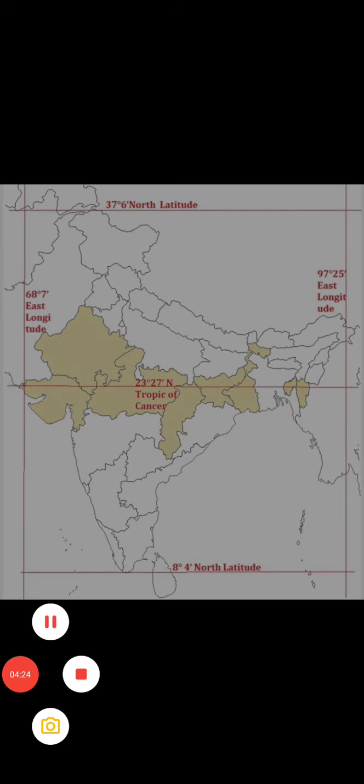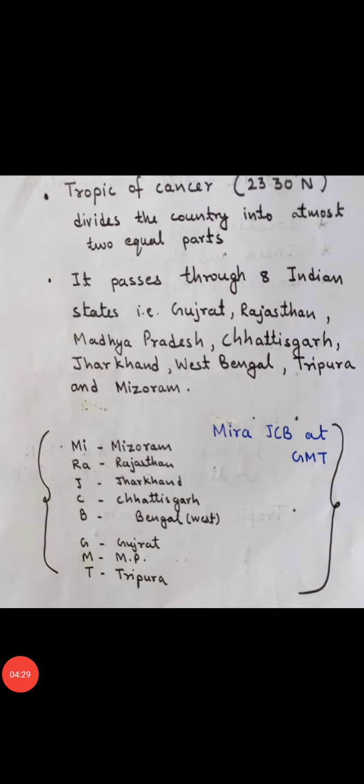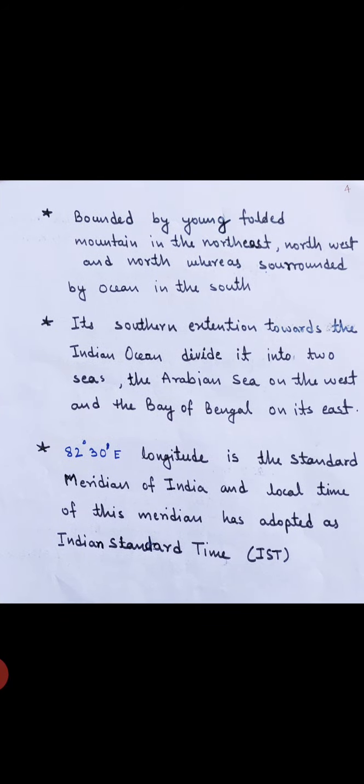You can remember the names of the states by remembering only one sentence, that is Mera JCB at GMT, where MI stands for Mizoram, RA for Rajasthan, J for Jharkhand, C for Chhattisgarh, B for Bengal. Just ignore 'at'. Thereafter G for Gujarat, M for Madhya Pradesh and T for Tripura.